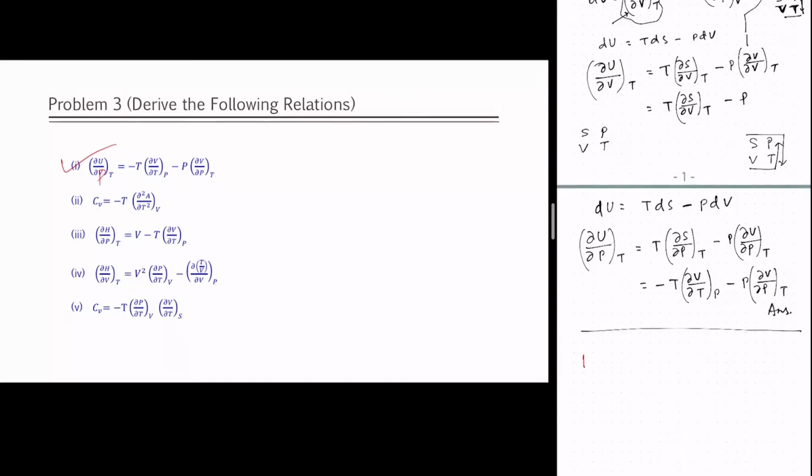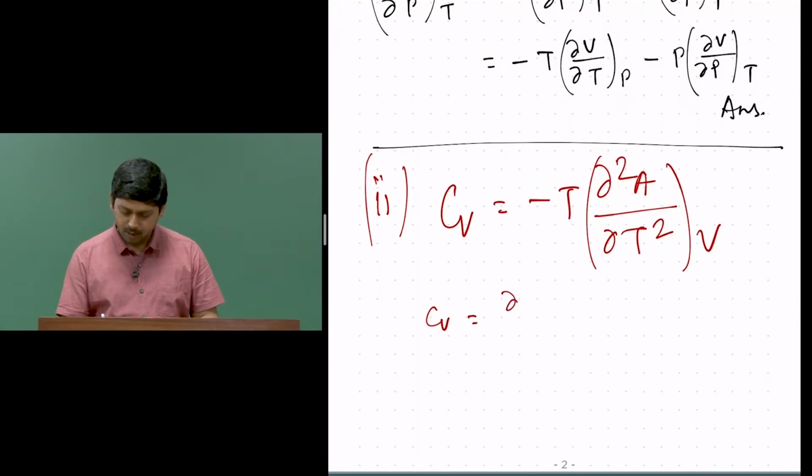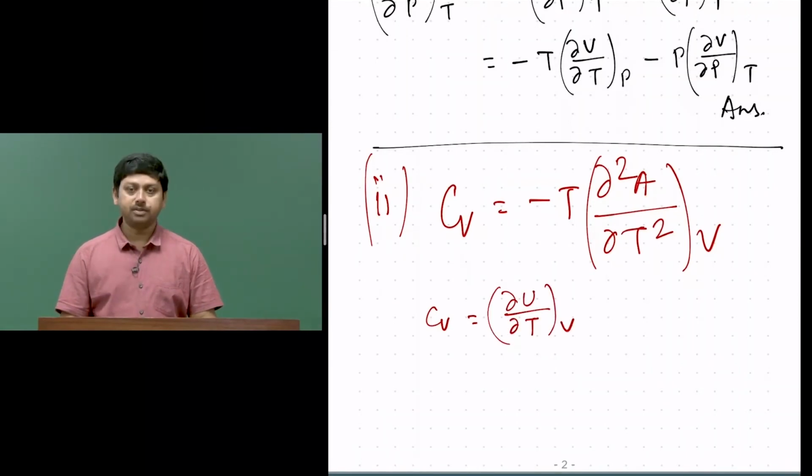Second problem, show that C_V equals minus T del 2 A by del T 2 at constant V. Okay. So, what is the definition of C_V? We know that C_V is del U by del T at a constant V, that is the definition of C_V, right. So, how can we actually connect to something like a second derivative of A?